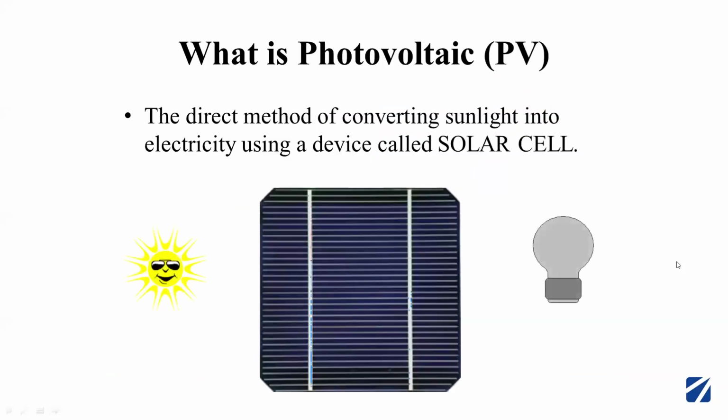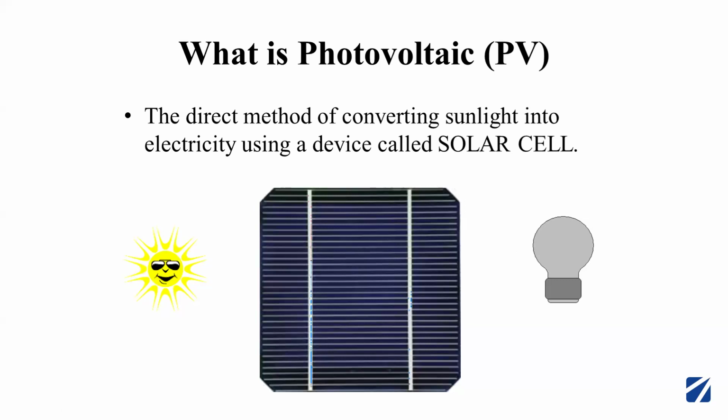And now let us understand what is photovoltaics. Photovoltaics is a direct method of converting sunlight into electricity using a device called a solar cell. So this is called a solar cell here. In solar cells we use the light from the solar radiation, and whenever the sun shines, this solar cell generates electricity directly, and when we close the circuit we get the electricity.